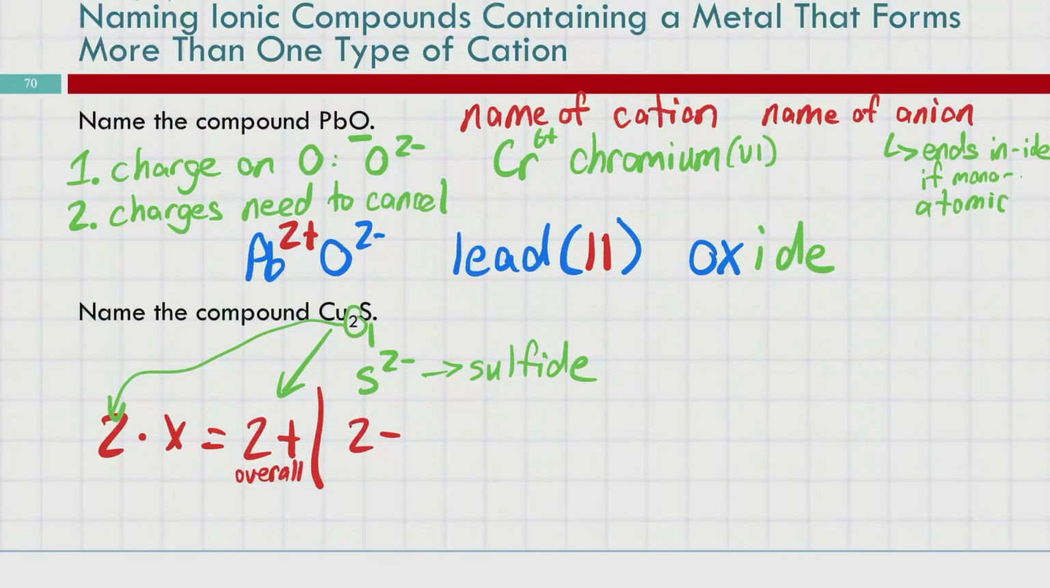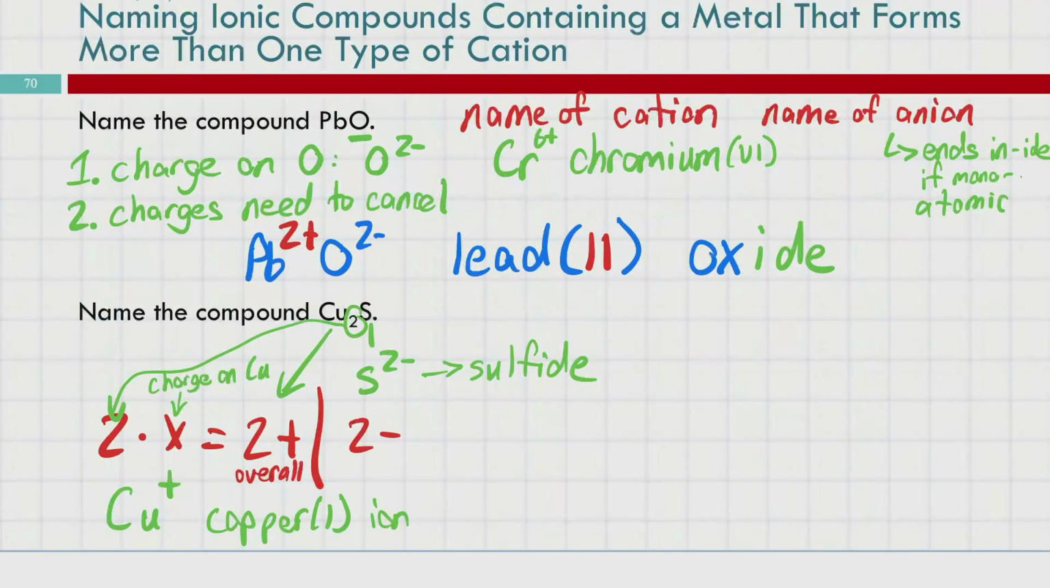So those twos are related, and then this X is the charge on copper. Hopefully you can see the X is going to be a 1. 2 times 1 is 2. So copper plus, or copper 1. So this would be the copper 1 ion.